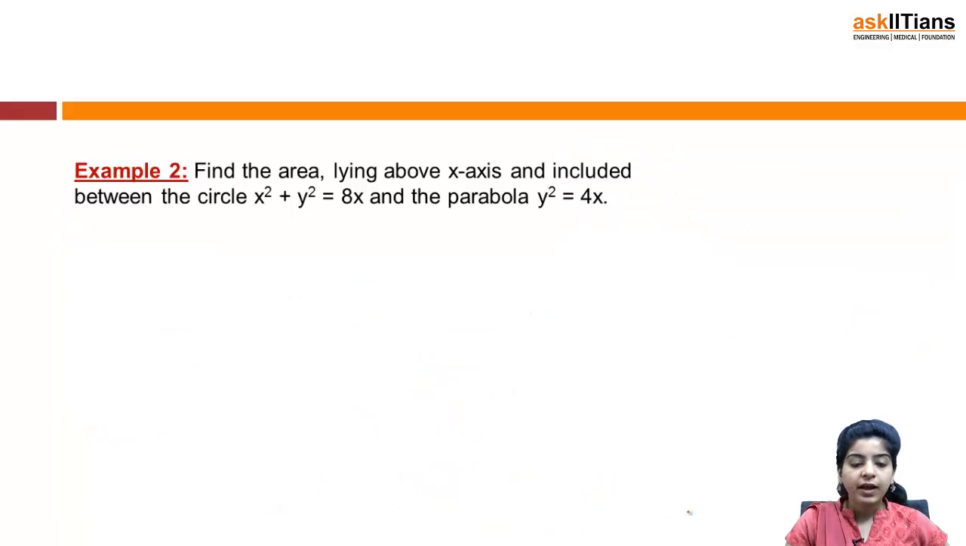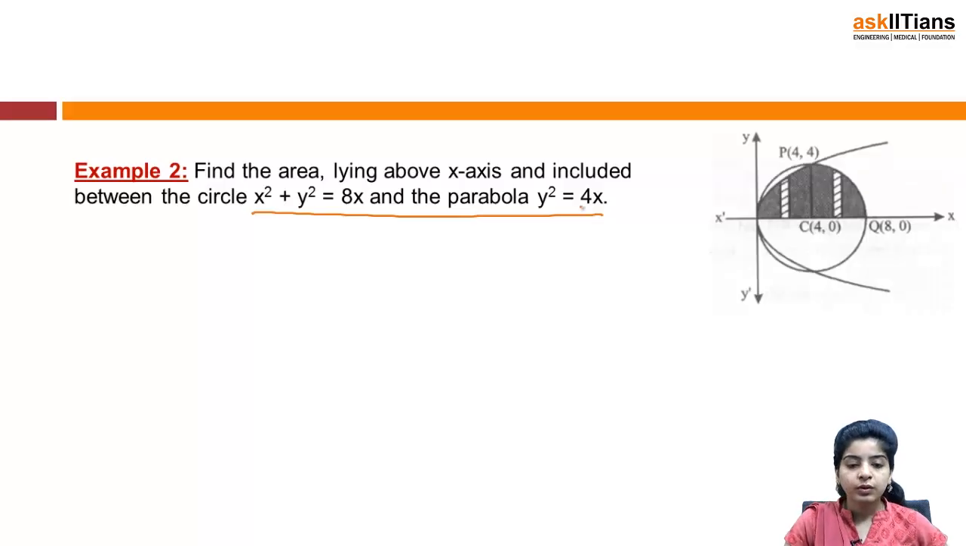The next question that we have is, find the area lying above x-axis and included between the circle x square plus y square equal to 8x and the parabola y square equal to 4x. So, area lying above x-axis, included between the circle, you can draw the circle x square plus y square equal to 8x, and the parabola y square equal to 4x is this.